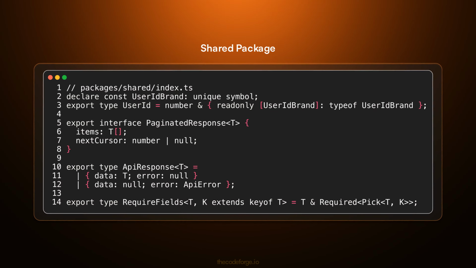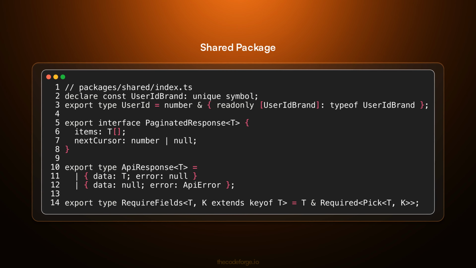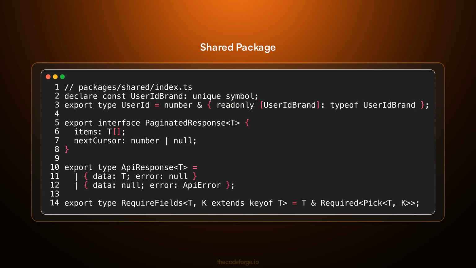Here's a shared type package. It contains branded types like userId, API contract types like paginated response, and utility types like require fields. No framework imports. This package is pure TypeScript. Every layer imports from here, ensuring a single source of truth.